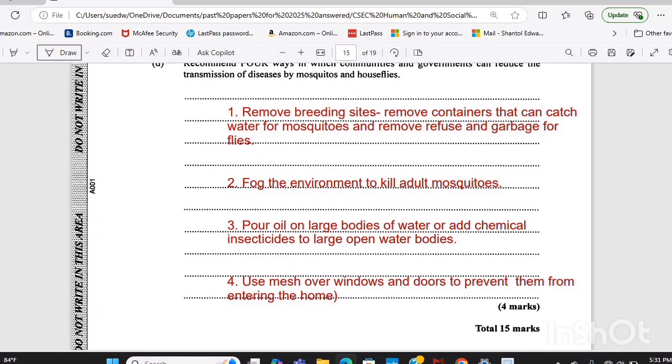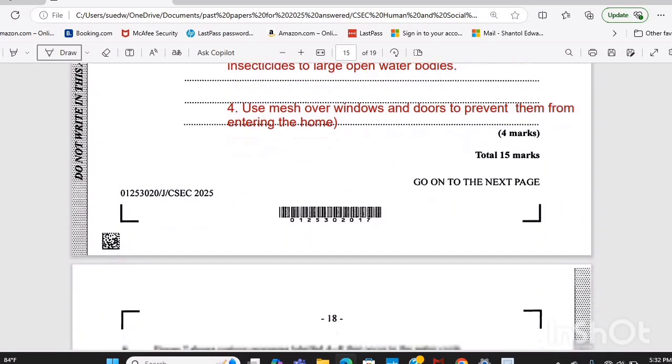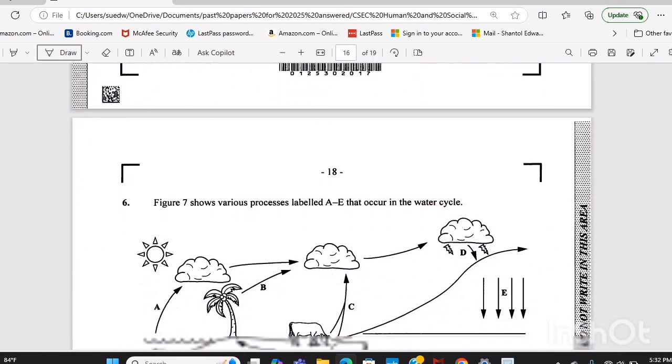Now it says, remove breeding sites, remove containers that catch water for mosquitoes, and remove refuse and garbage for flies. 2, you can fog the environment to kill the adult mosquitoes. You can pour oil on large bodies of water or add chemical insecticides to large open water bodies. You can use mesh to cover windows and doors to prevent these insects from entering your home. And if you have one that you use in your home and your community that you just don't see here, you can add it and it would still give you your mark.